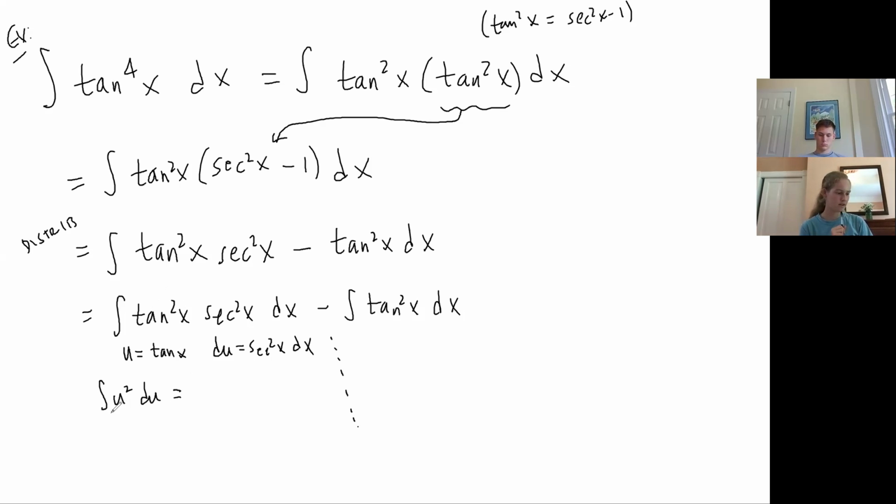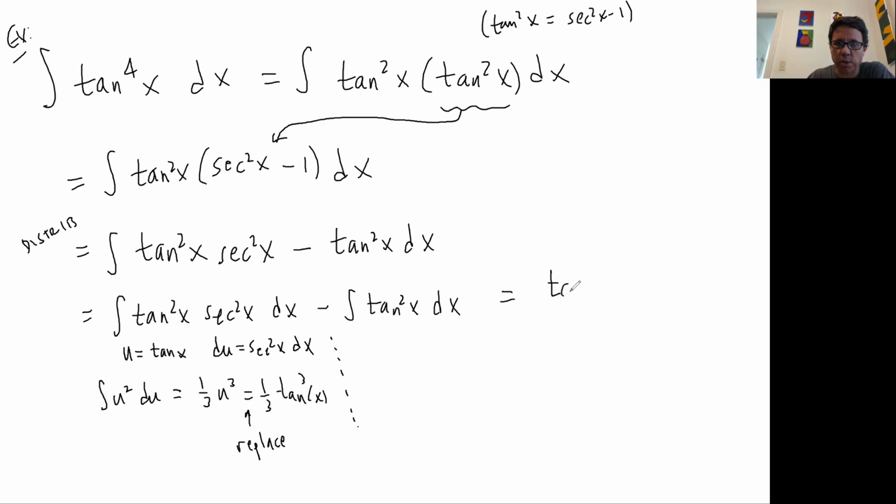So, okay, let's finish this one off. So 1/3 u cubed, and then I just replace. And I get 1/3 tangent x cubed. So that's the answer to the first one. Maybe I can just go ahead and write it over here. Tangent cubed times a third. So that's the first integral.